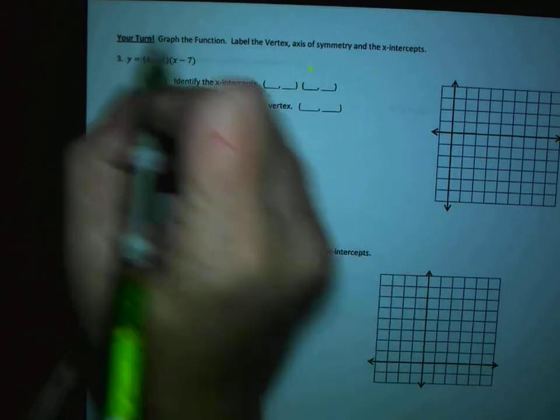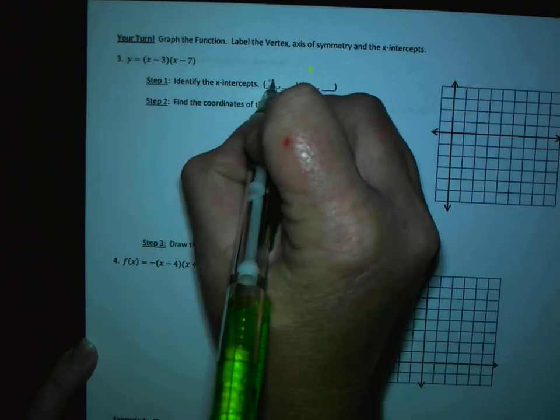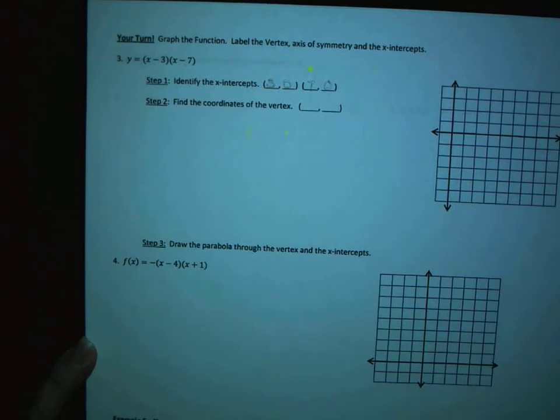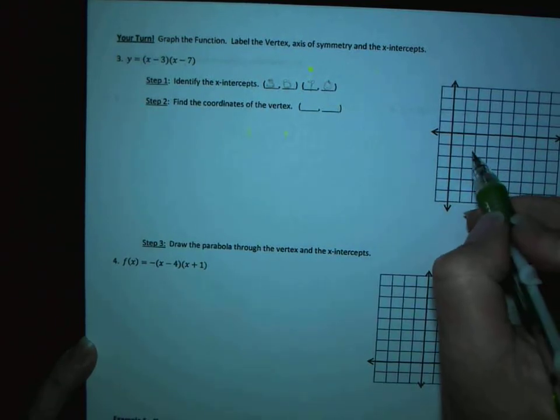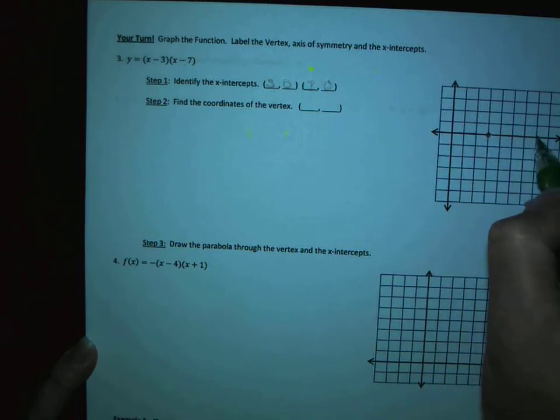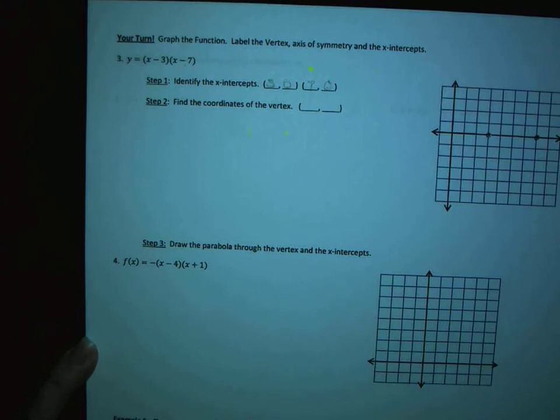Identify the x-intercepts. Well, opposite of the sign, so 3, 0, and 7, 0, opposite of the signs. So that means that these are going to intercept at 3, 0, and 7, 0. Now you want to find the vertex of the coordinates.